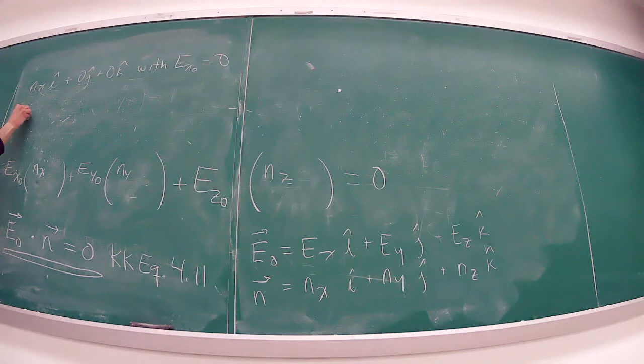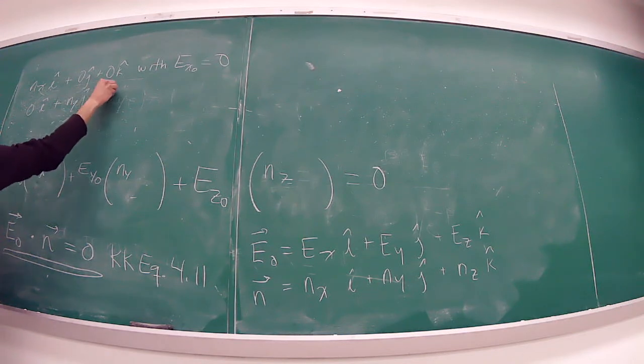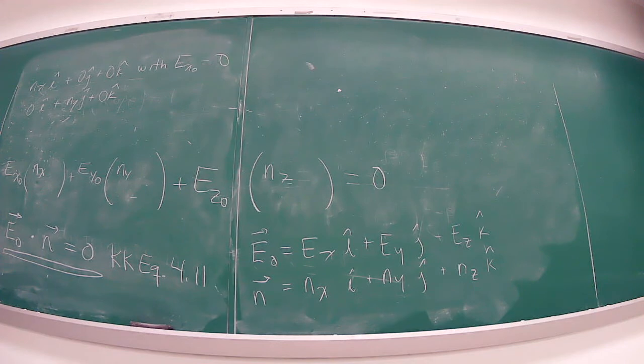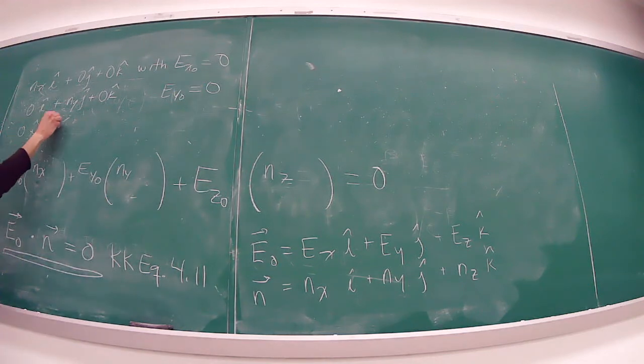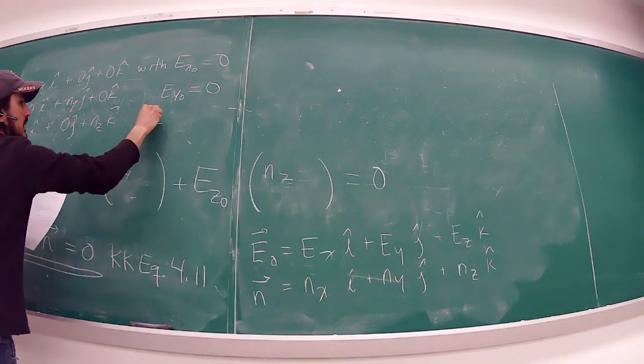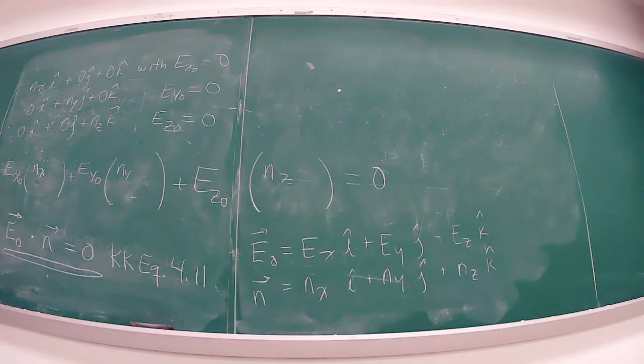You could also have zero in I, NY in J, and zero in K. So this is the N vector, if EY naught is equal to zero. And you guessed it, zero in J and NZ in K with EZ naught equal to zero. So what it tells you is that N is the direction in which the wave is getting displaced.